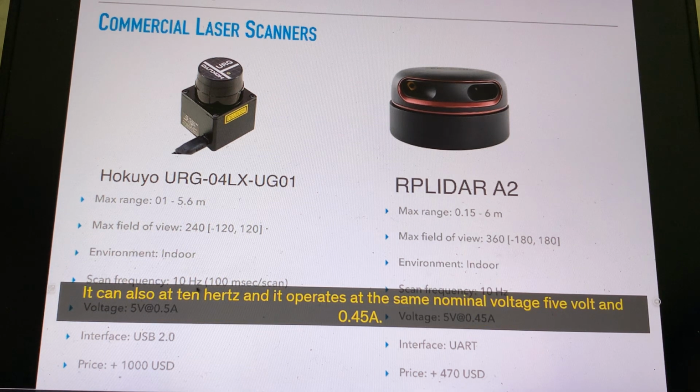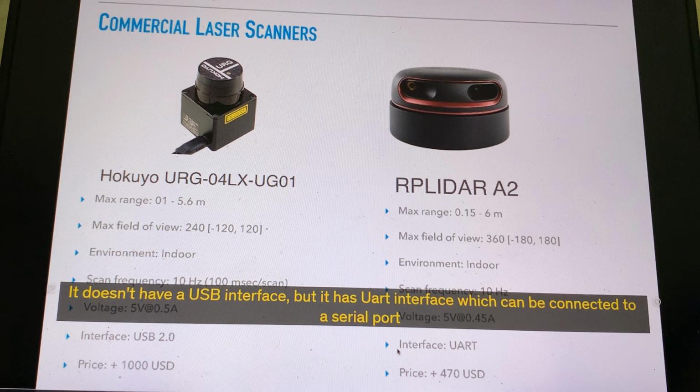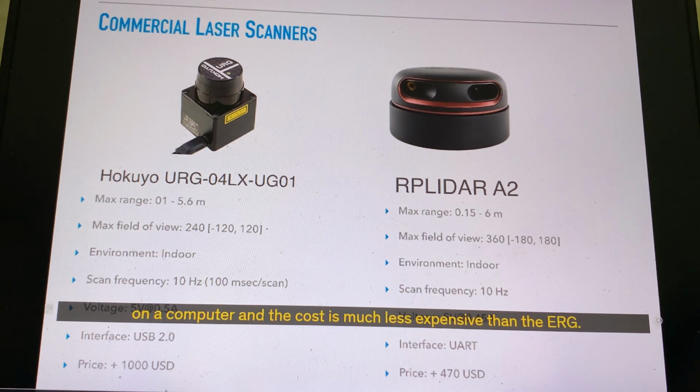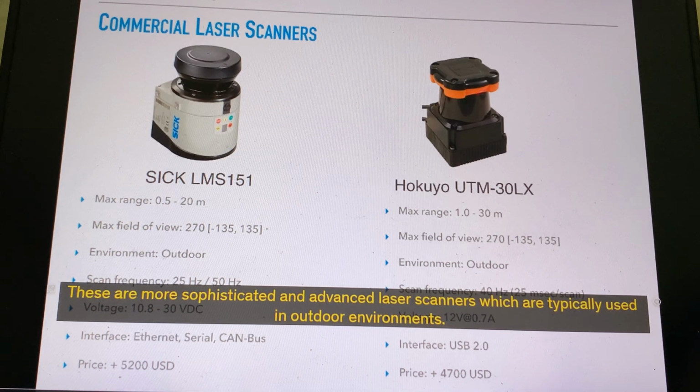It can also scan at 10 Hertz, and it operates at the same nominal voltage, 5 volt and 0.45 ampere. It doesn't have a USB interface, but it has a UART interface, which can be connected to a serial port on a computer, and the cost is much less expensive than the Hokuyo. It's only around $470.